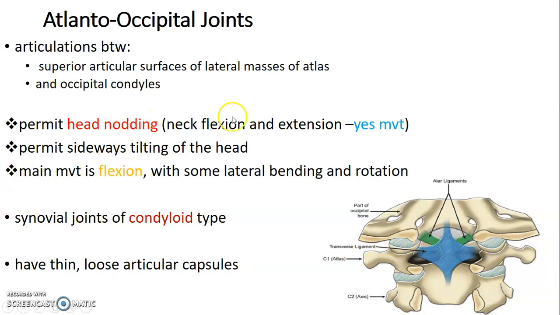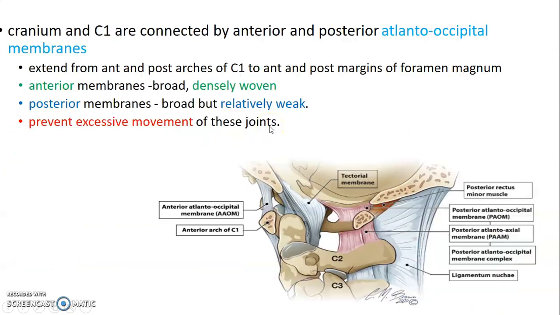So usually they permit head nodding for the yes movement, neck flexion. When you ask the question and you answer yes, you flex and extend your neck. That's occurring at the atlanto-occipital joint, and it permits sideways tilting of the head as well. The main movement is flexion, but you can have some lateral bending and rotation. It's a condylar type of synovial joint and has a loose and thin articular capsule. So this is your atlanto-occipital joint.